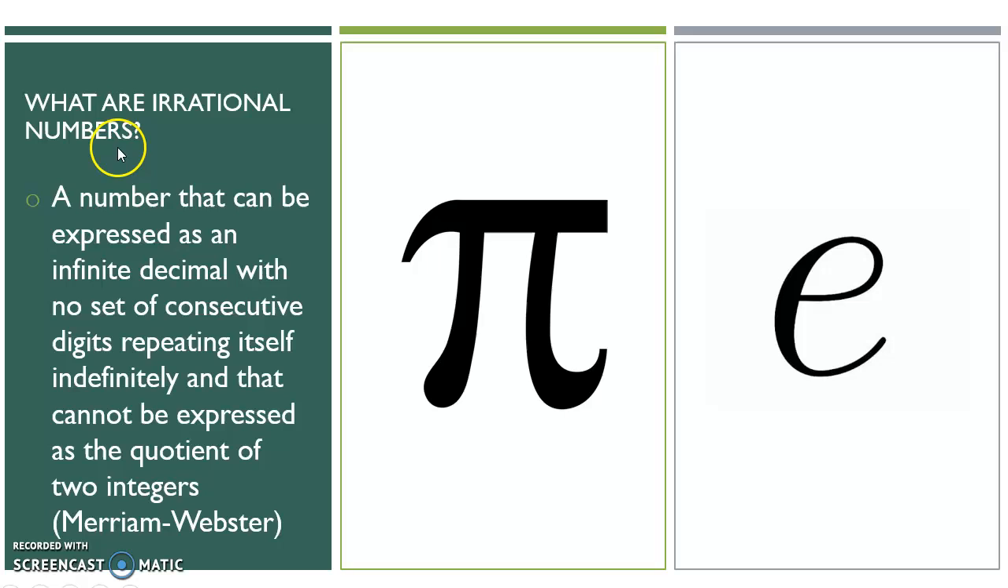What are irrational numbers? A number that can be expressed as an infinite decimal with no set of consecutive digits repeating itself indefinitely and that cannot be expressed as the quotient of two integers. An example would be pi.